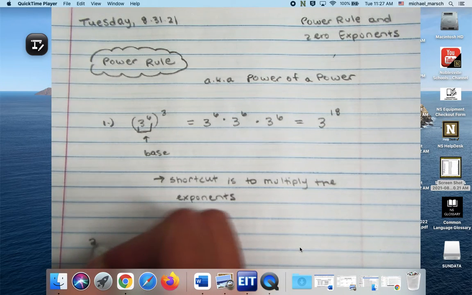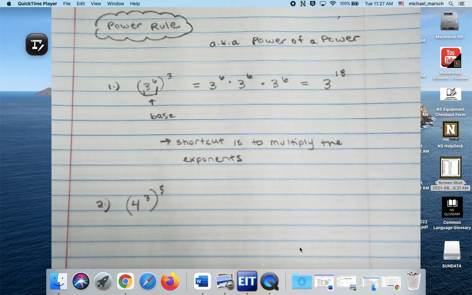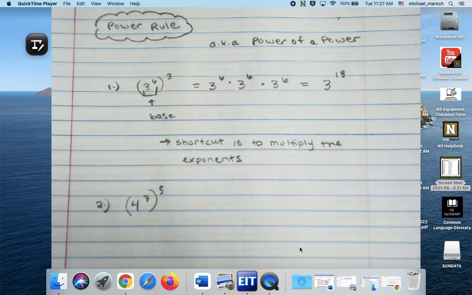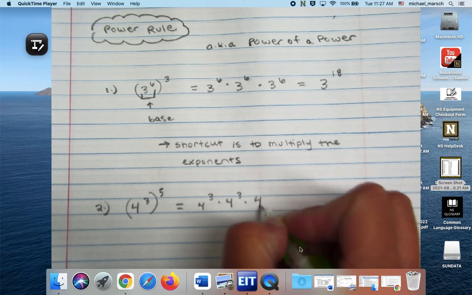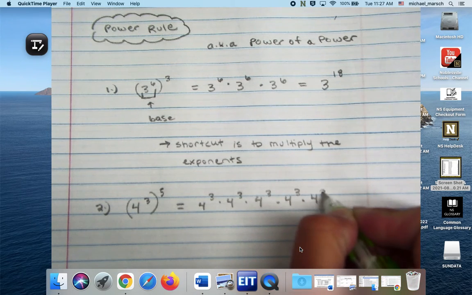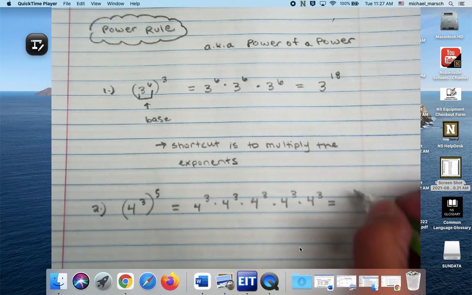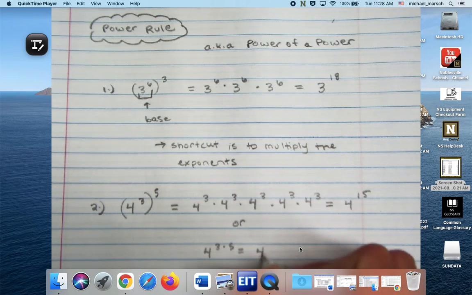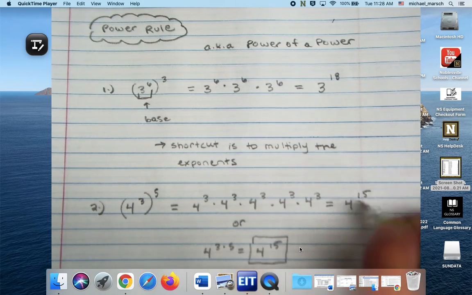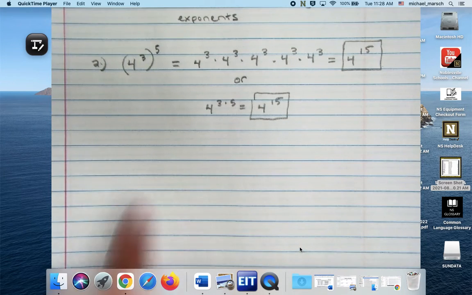Let's try another one. Four to the third raised to the fifth power. So what this is saying is 4 to the 3rd times 4 to the 3rd times 4 to the 3rd times 4 to the 3rd times 4 to the 3rd, which equals 4 to the 15th, or I could have just done 4 to the 3 times 5 and get 4 to the 15th. Some people in third period insisted that they like to take the scenic route. That's your choice. I'm all about shortcuts.